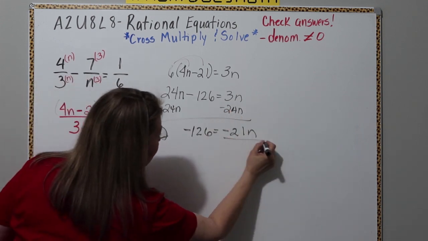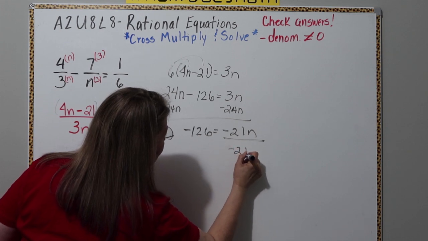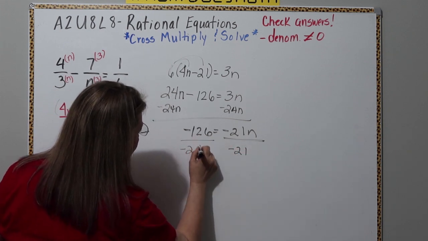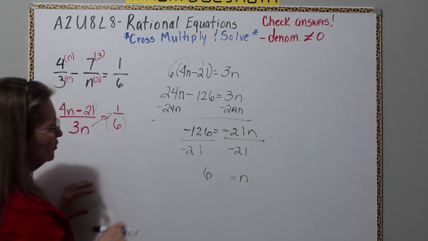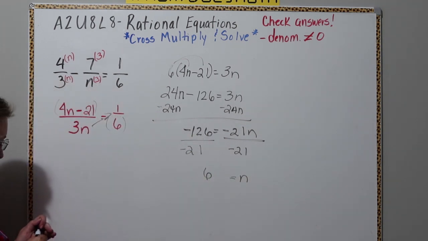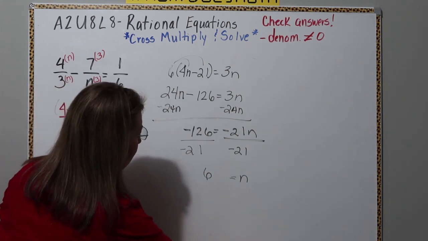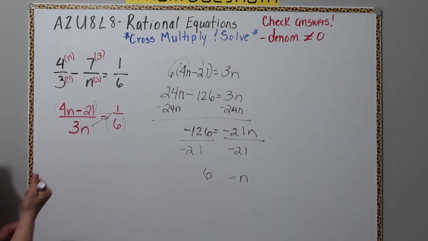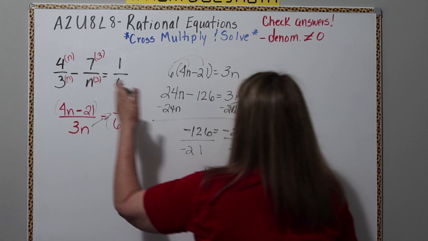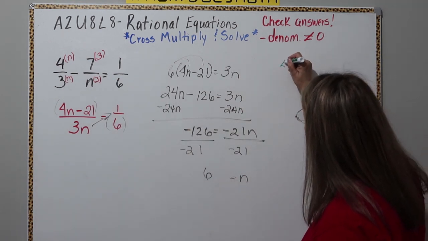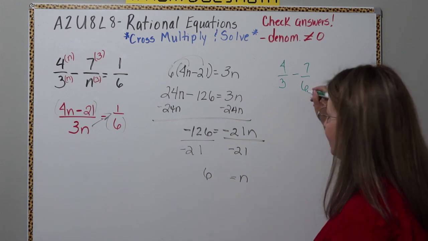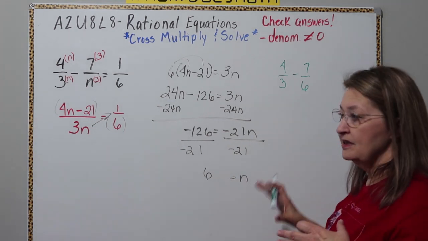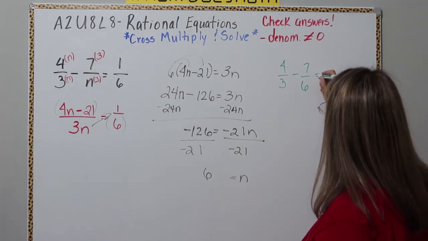All right, divide both sides by negative 21. And n is equal to 6. 126 divided by 21 is 6. Now, let me check my answer to be sure I have no extraneous roots. If I plug this in to 4/3 minus 7/6, I do not have a 0 in the denominator, so I'm good.